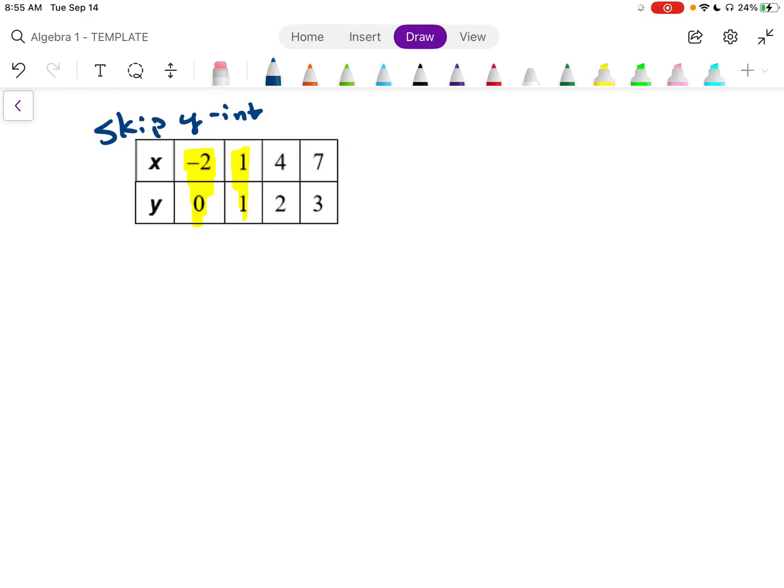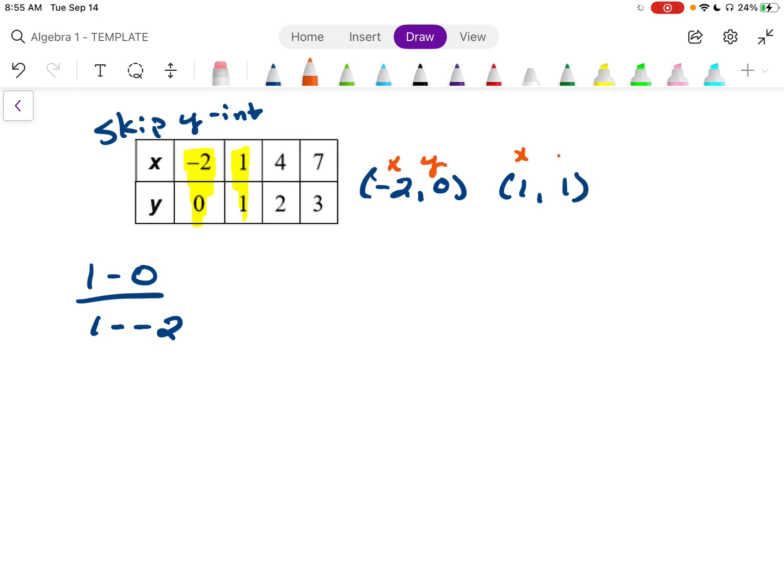So I'm going to take y2 minus y1, so it'll be 1 minus 0 over x2 minus x1, 1 minus -2. In my head, I put these as points, so this was -2, 0, and 1, 1. And I did my y minus y and x minus x. Here on top, it turns into a 1. On bottom, it would turn into a 3. So m equals 1/3. And we skip the y-intercept on that one.